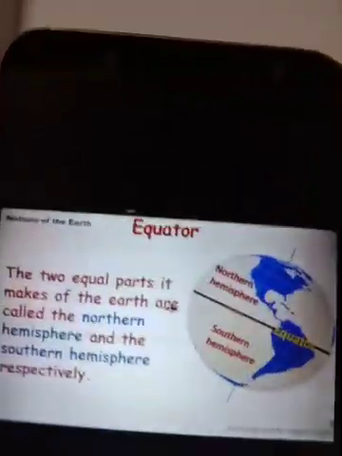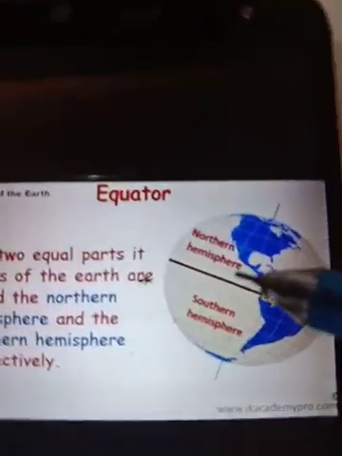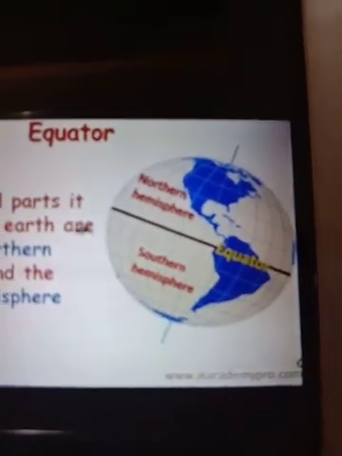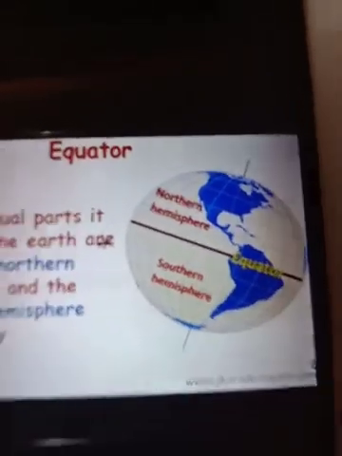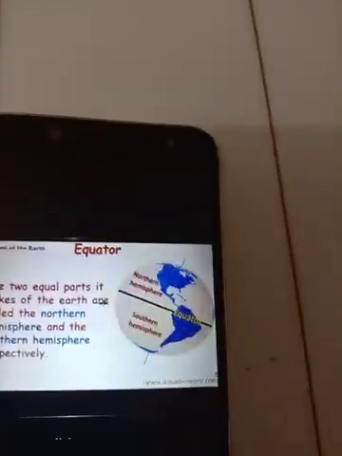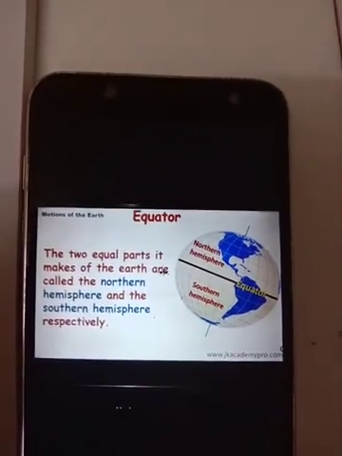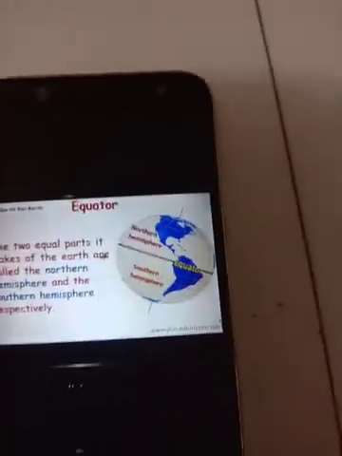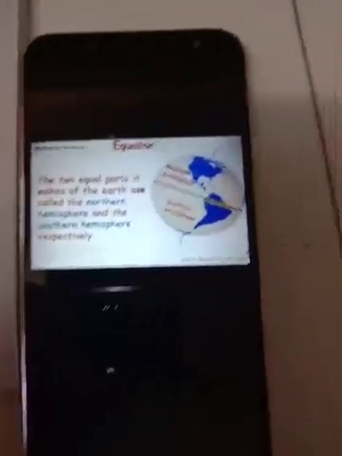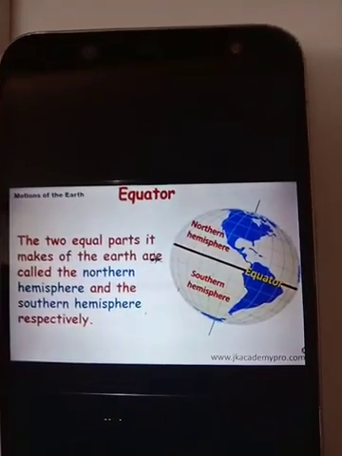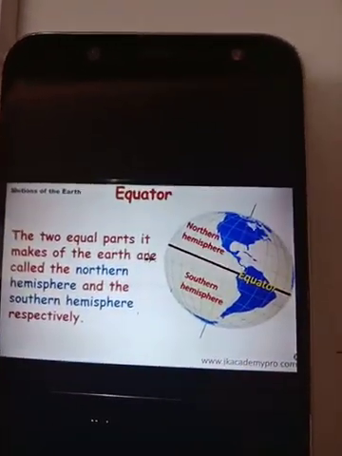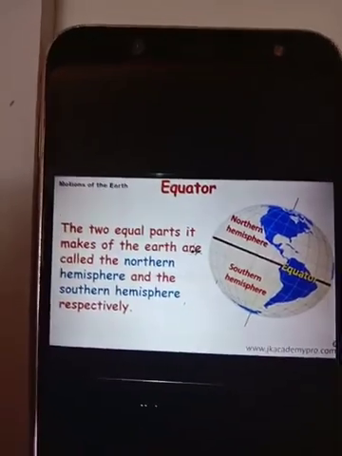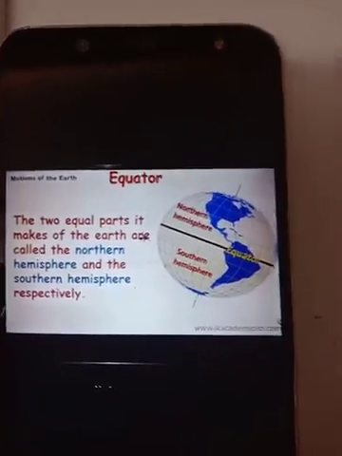Children, see here. Center line is the equator. Upper part is northern hemisphere. Below part is southern hemisphere. I hope they are clear with North Pole, South Pole and the equator. Now, we'll go to the next activity.